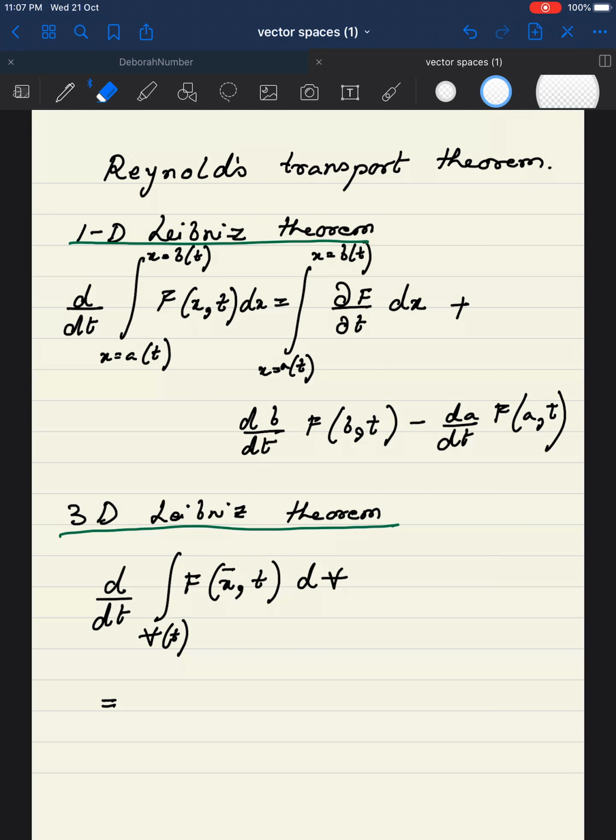Hello everybody, welcome back. So this is where we left off last time. We had started on the topic of Reynolds transport theorem, and we had started discussing the 1D Leibniz theorem and its three-dimensional extension. And I had said we'll go this way to understand how Reynolds transport theorem works.